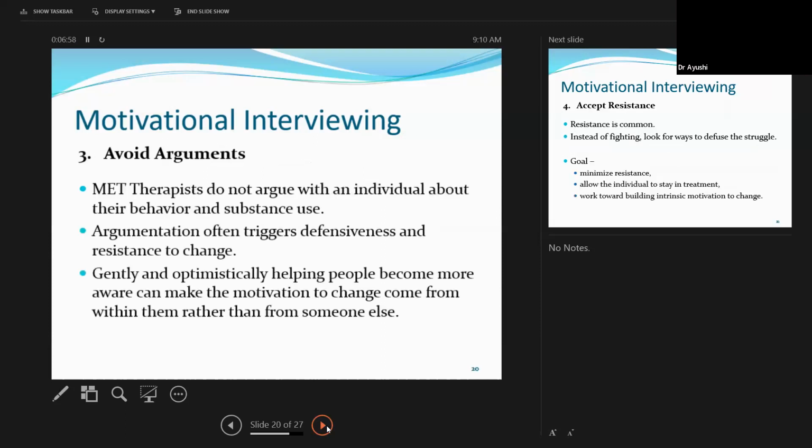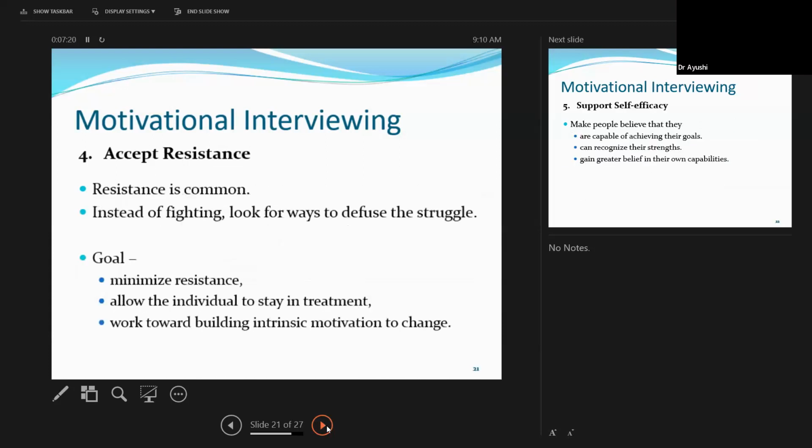Here, the MET therapists do not argue with an individual about their behavior or substance use. Argumentation often triggers defensiveness and resistance to change. Gently and optimistically helping people to become more aware can make the motivation to change come from within them rather than from someone else. Then, accept resistance.